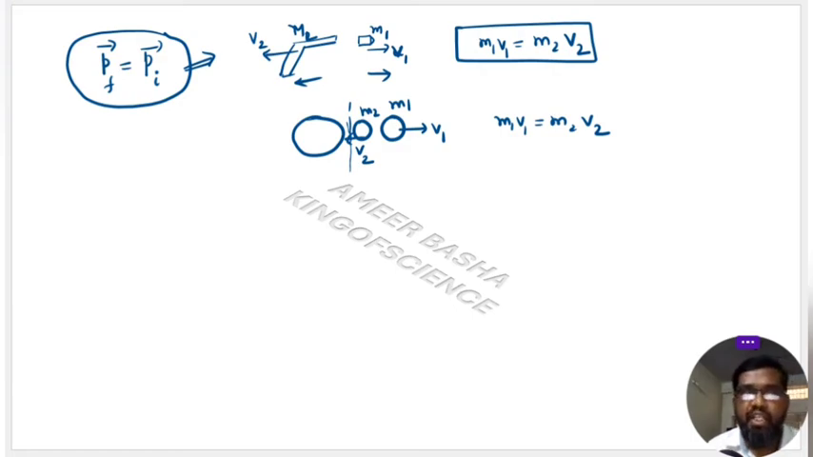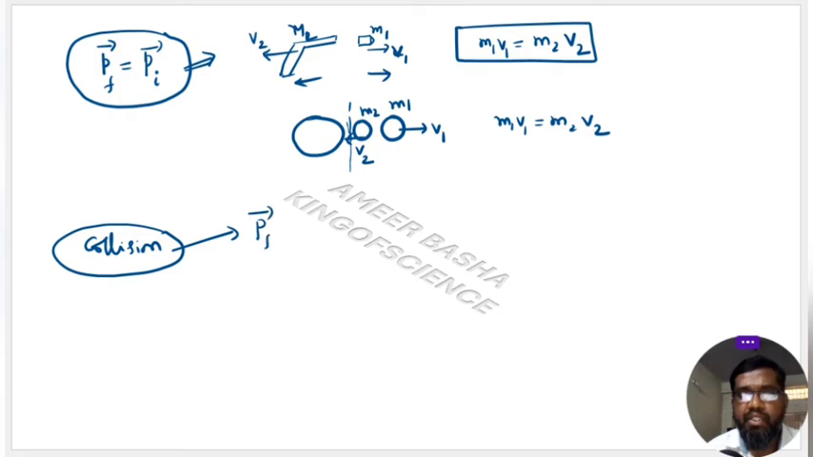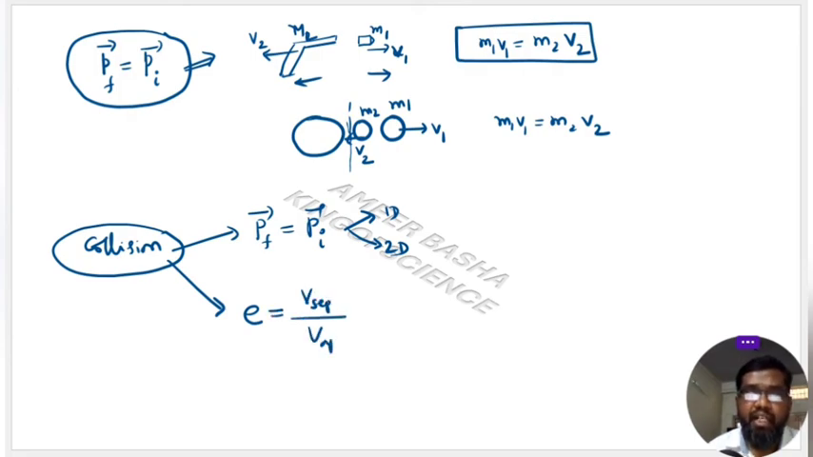Okay. Especially if I consider the collision topic, this idea is compulsory. Initial momentum of the system is equal to final momentum of the system, whether it is 1D collision or 2D collision, whatever it may be. After that I require the definition of coefficient of restitution, which I can define as velocity of separation by velocity of approach. Don't forget this should be along the line of impact, the direction along which the normal force will be acting.